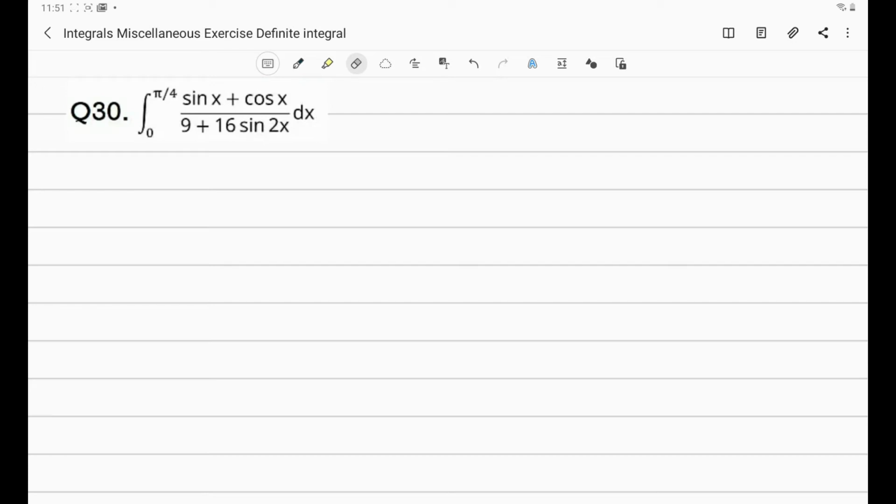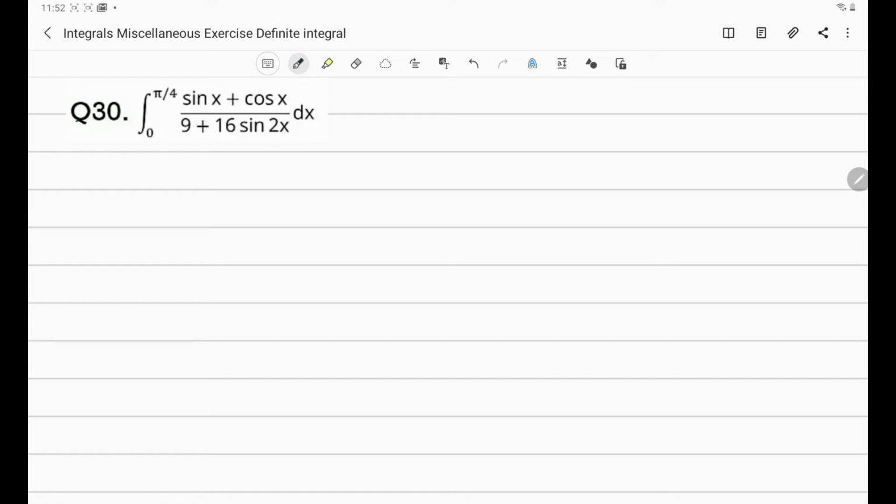Hi, in this session we will discuss question number 30 from the miscellaneous exercise of the chapter integrals. Integral 0 to pi by 4 sin x plus cos x by 9 plus 16 sin 2x dx. So, we have to look for a suitable function which should be taken as t so that we get sin x plus cos x as its derivative. So, we take the antiderivative of sin x plus cos x as t.